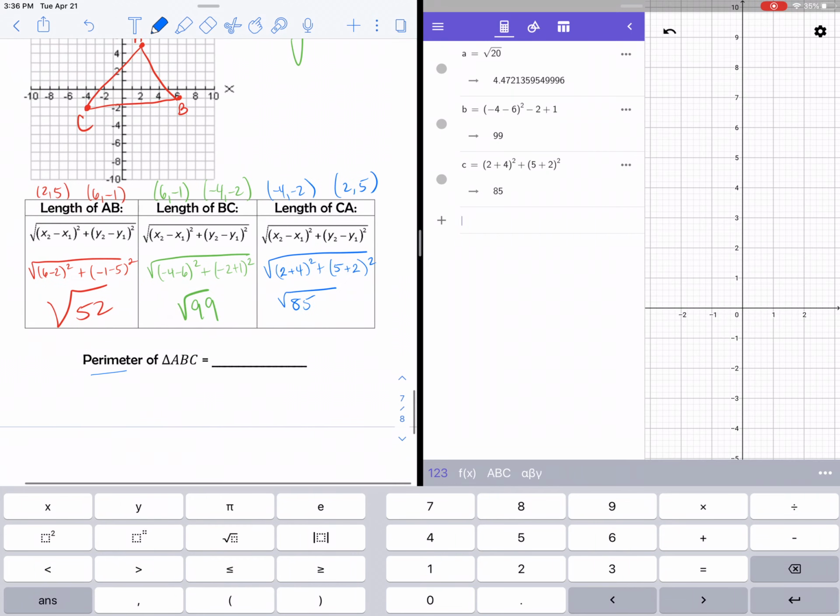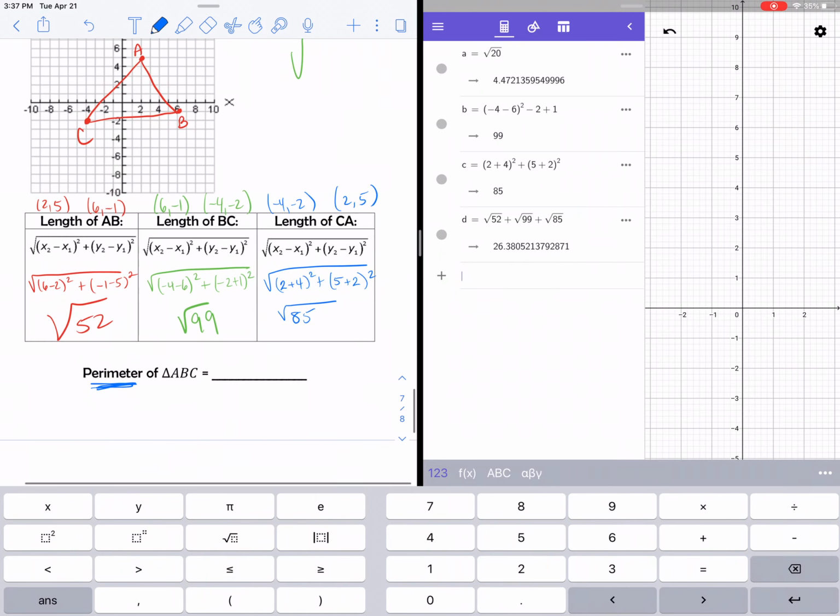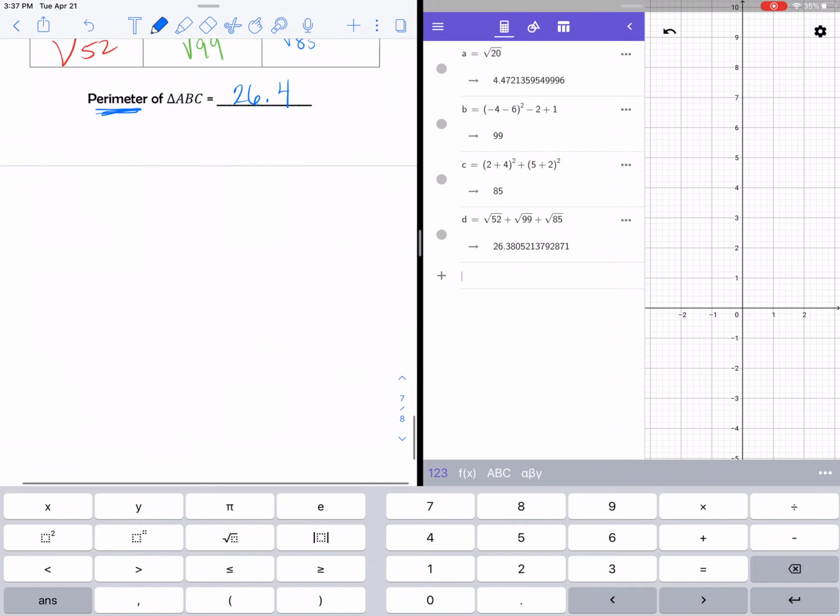So now for perimeter, I would have to add them all together. So we may as well not round each one, just at the end, put all 3 radicals. I forgot the plus sign first. And then after that one, I'm going to do plus the square root of 85. And what did they tell us to round to? The nearest tenth. So it's 26.38. So the 3 will round up to 4. So that is the perimeter of triangle ABC.